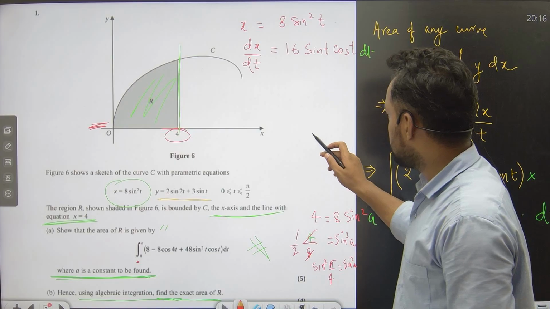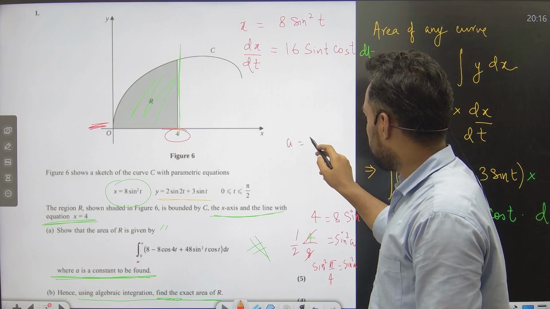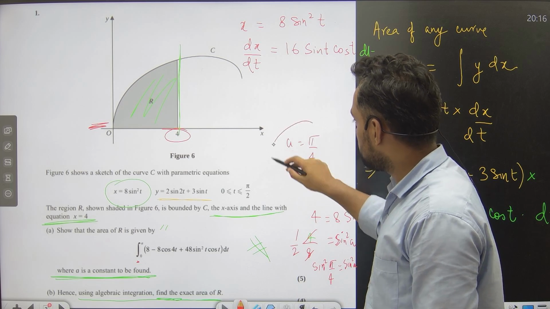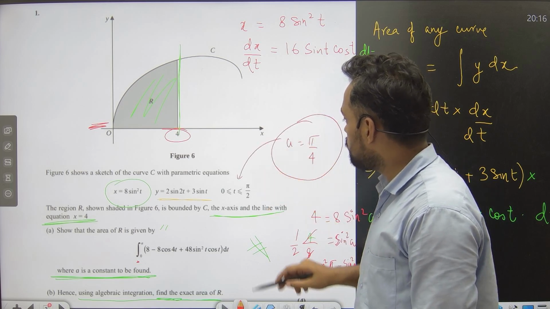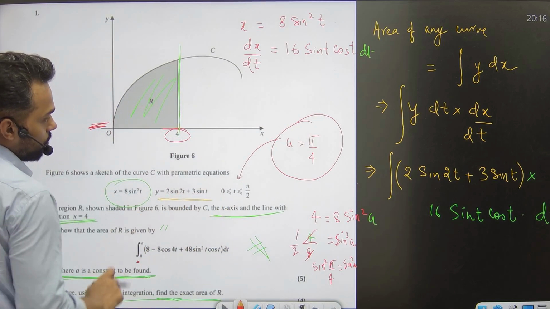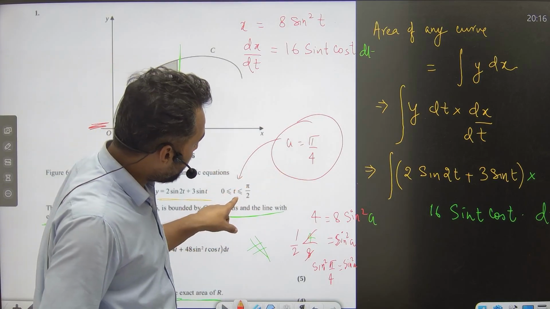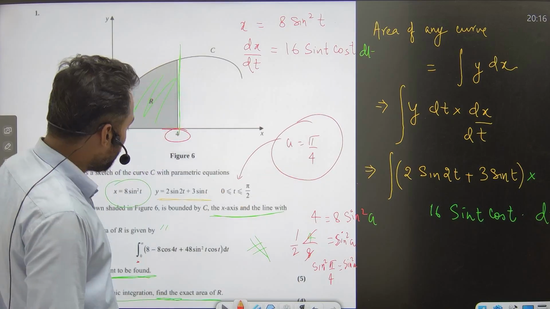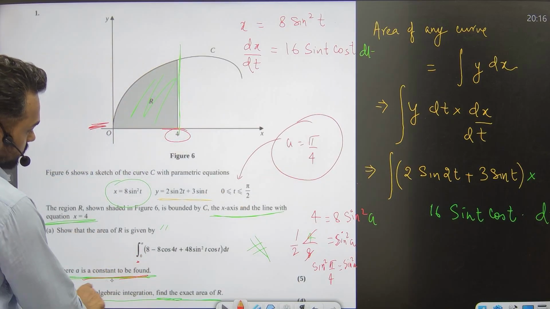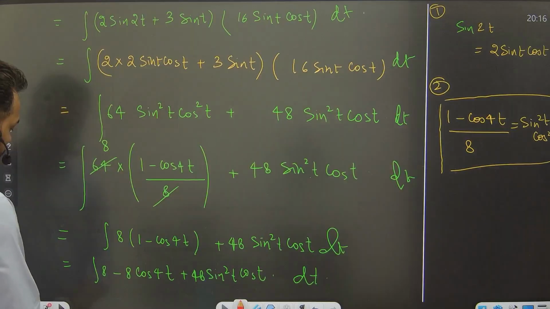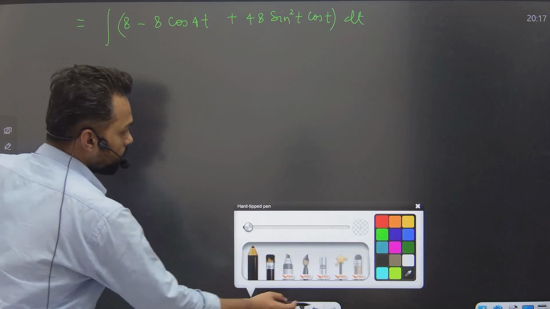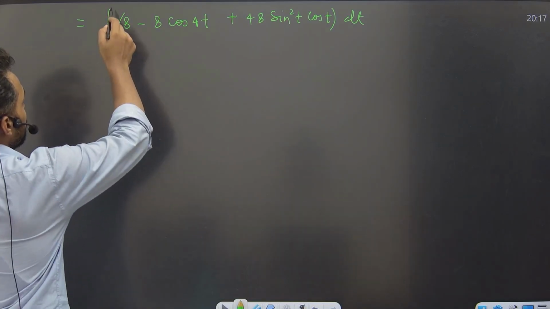So from here we can say the value of a will be pi by 4, which belongs in the range also: t is greater than or equal to 0 and less than or equal to pi by 2. So this will lie in the range. So the value of a here will be pi by 4. This is the solution of where a is the constant to be found. Now in the next part, they have asked us to calculate the area. So it will be 0 to pi by 4, the upper limit.